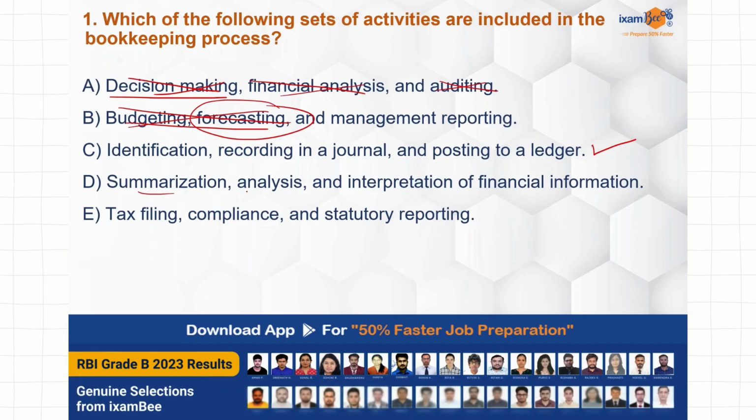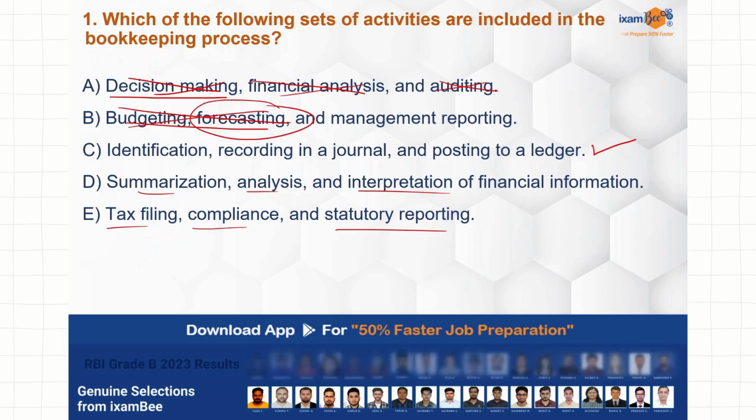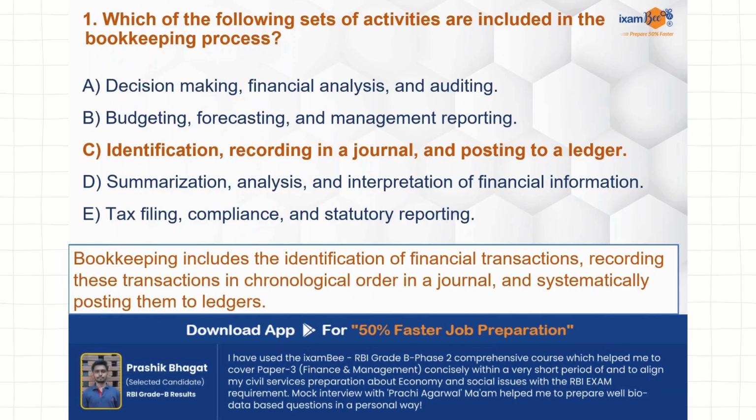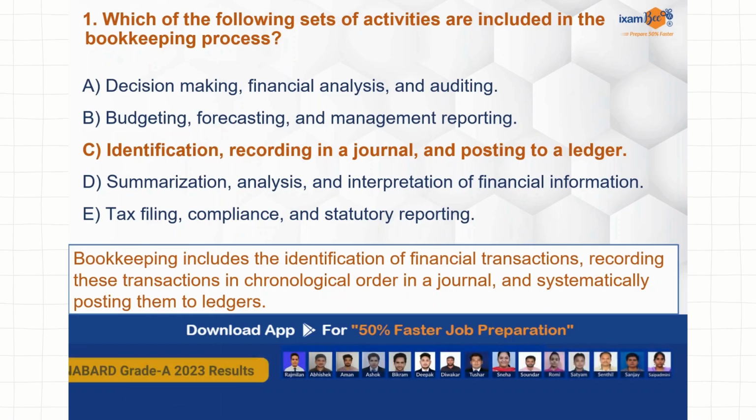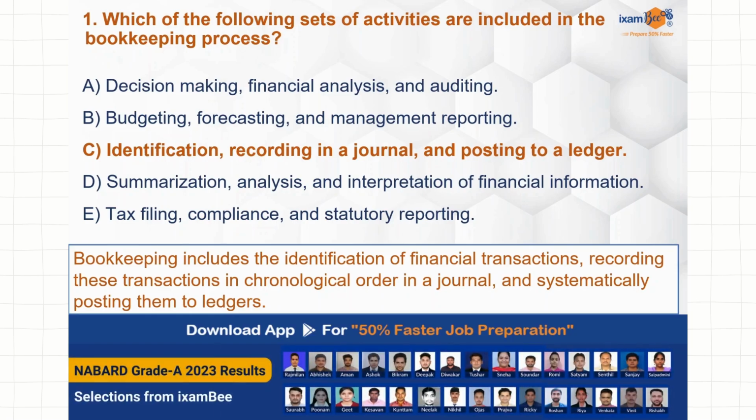D option is summarization, analysis and interpretation. Again, this is the work of an accountant. Tax filing, compliance, statutory reporting. These are the functions of the accountant and not the bookkeeper. So the correct answer is C. Identification, recording and posting to the ledger. That's the work of the bookkeeper. After posting to the ledger, we have the task of summarization, like preparing the trial balance, balance sheet, profit and loss account. These are the areas where the accountant is involved and not the bookkeeper. So I hope it's clear now.